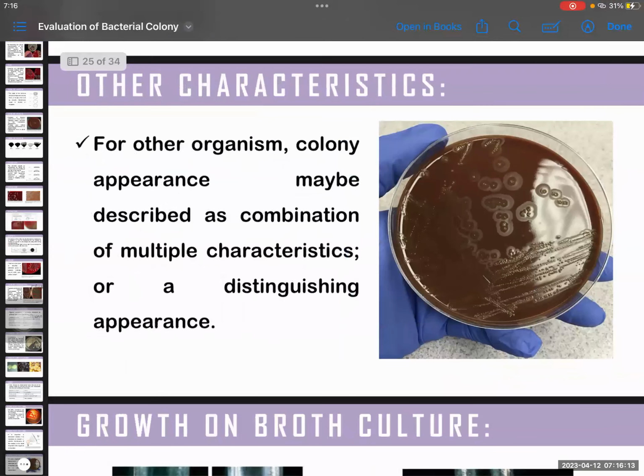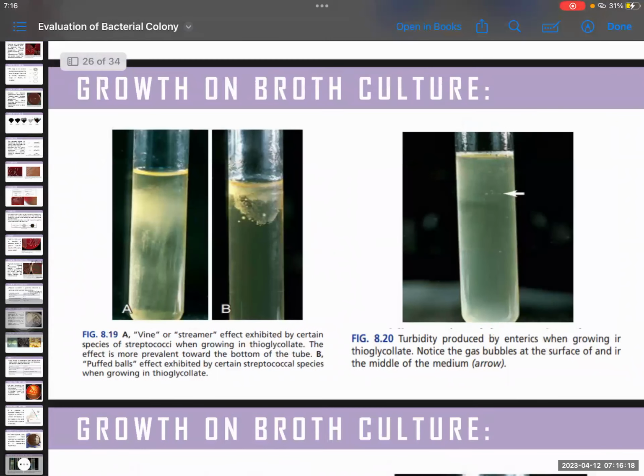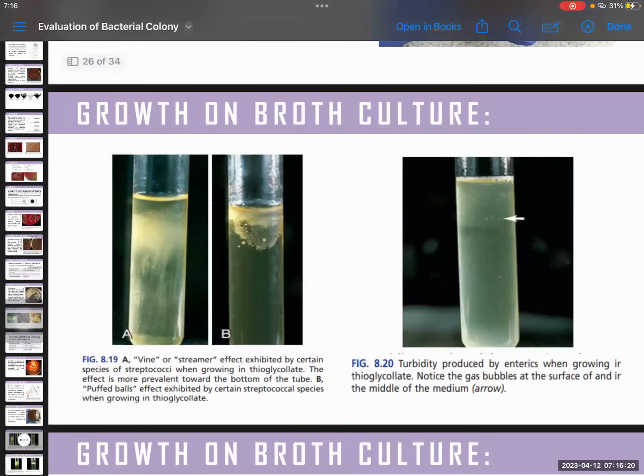Then other characteristics such as combination of different types of appearance. Then broth. Okay, in broth culture, the positive way of identifying growth of an organism is through turbidity. Okay, that's kung sa solid agar, you can say that there is growth through the presence of actual colonies, solid colonies. For broth culture, you can say that there has been growth through turbidity. Pag turbid yung culture, may growth.